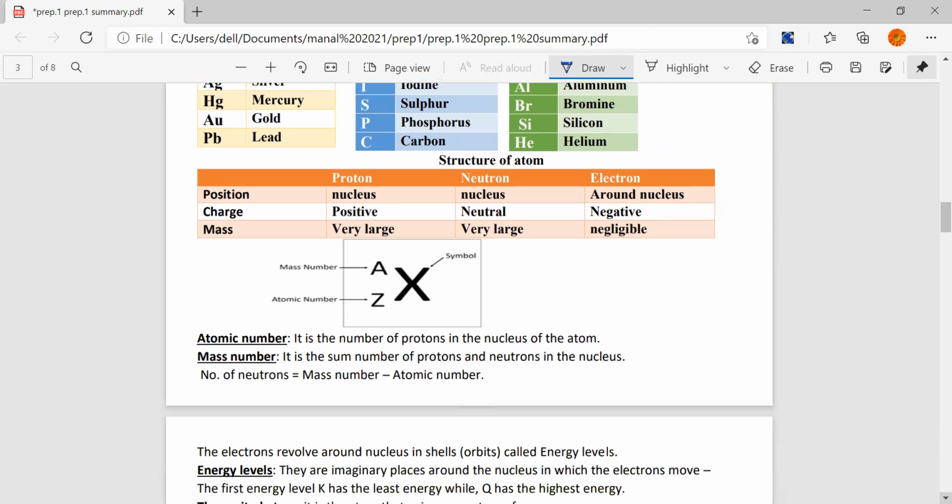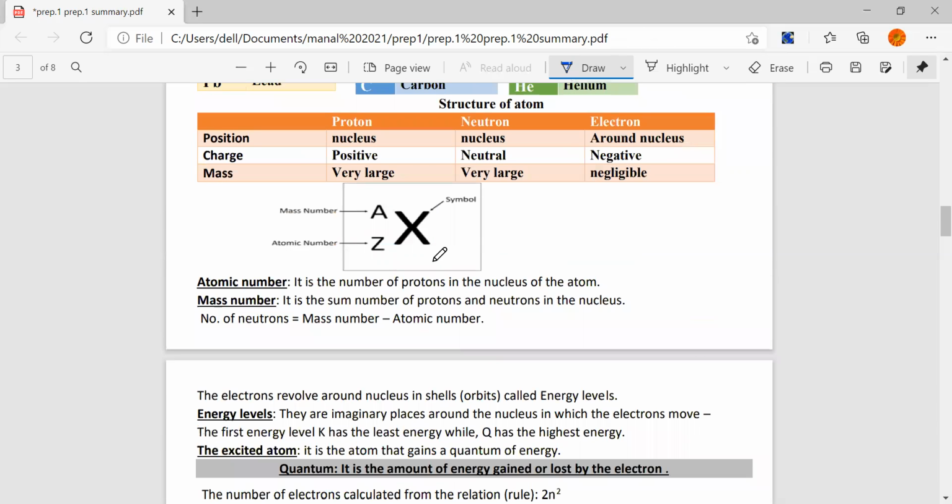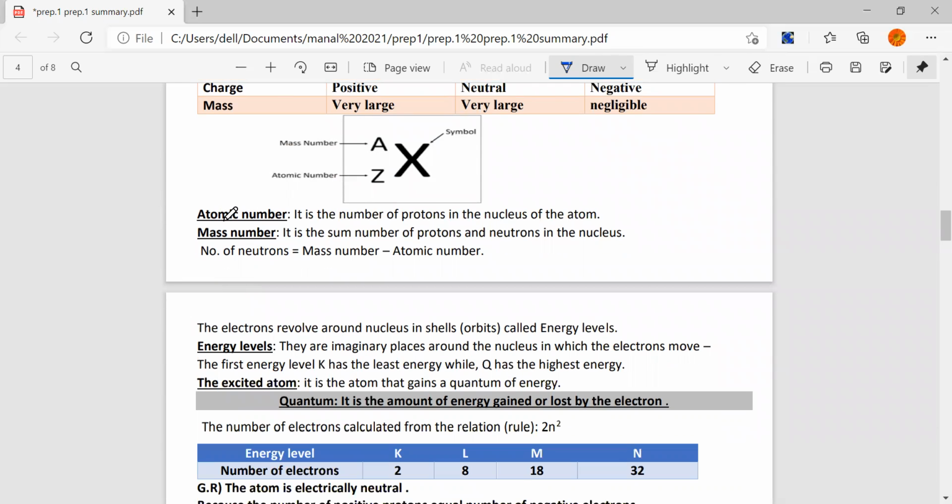How can we write the symbols of elements? As we see, the letter X refers to the symbol, the letter A refers to the mass number, and Z refers to the atomic number. Remember together what the meaning of atomic number is. Atomic number is the number of protons in the nucleus of the atom, or the number of electrons revolving around the nucleus of the atom.